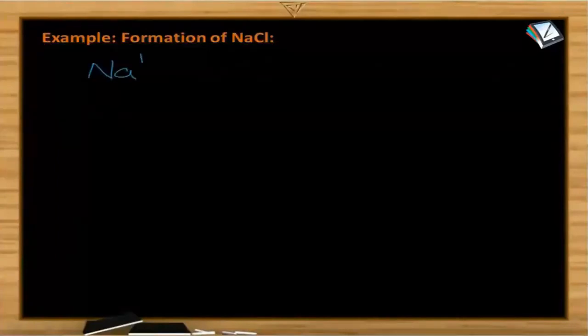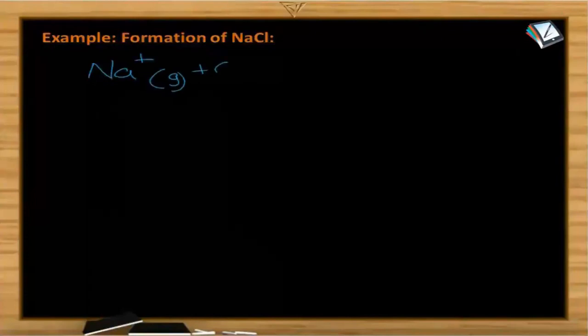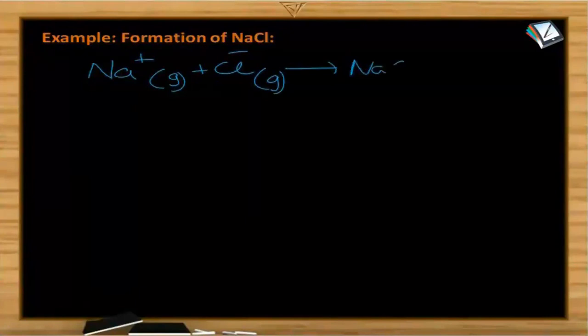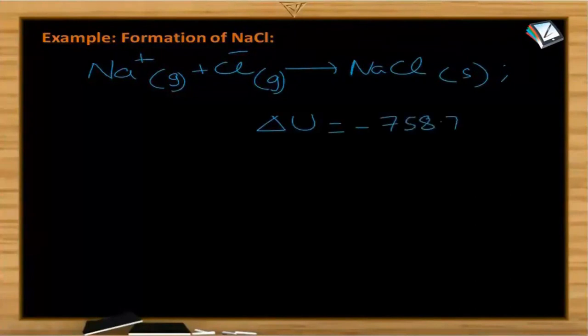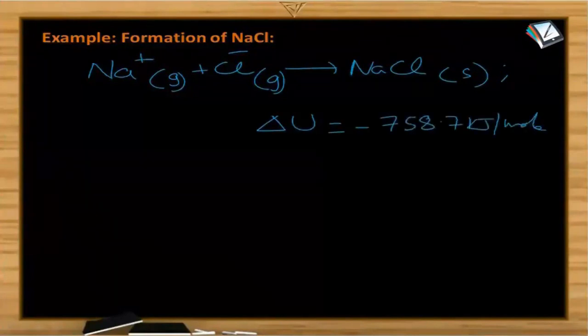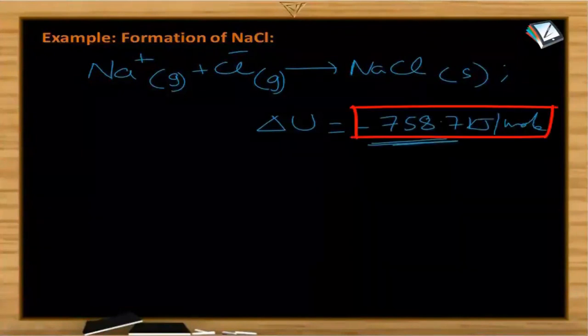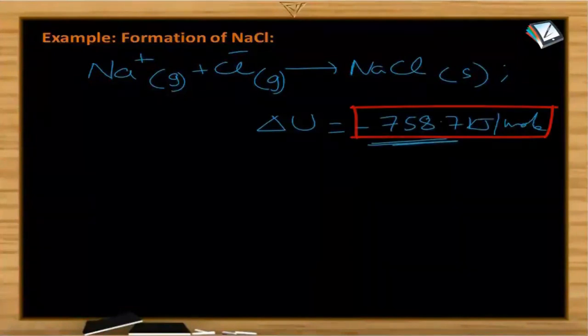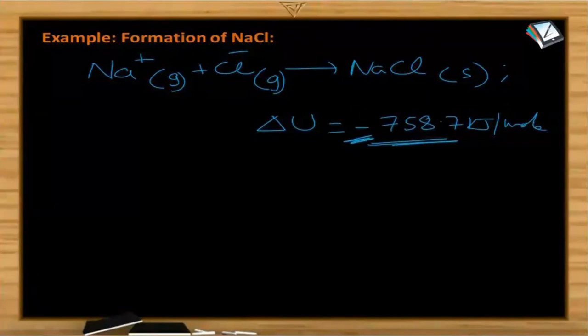So how is sodium chloride formed? Oppositely charged gaseous sodium ions combine with Cl- ions, again in the gaseous state, resulting in the formation of 1 mole of the ionic compound sodium chloride. In this process, the amount of energy released is equal to 758.7 kilojoules per mole. So the lattice energy of sodium chloride is equal to minus 758.7 kilojoules per mole. The negative sign indicates that the process is exothermic in nature. Let's do the individual calculations here.